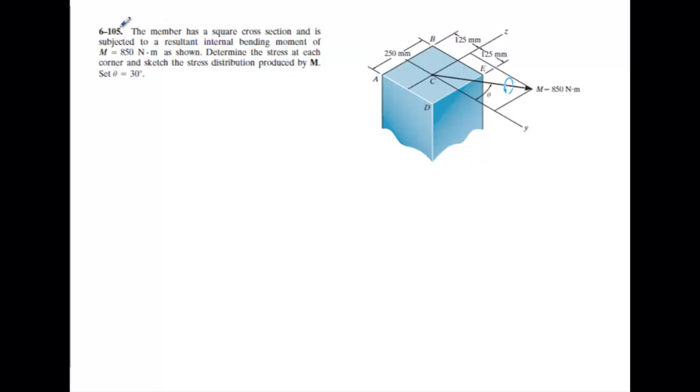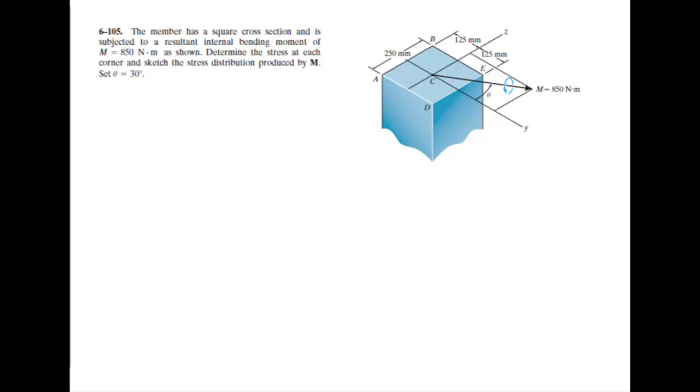This is problem 6-105. We have a square cross section that's 250 millimeters by 250 millimeters. It's being subjected to a moment of 850 Newton meters, going at this angle, around this axis running along here in the YZ plane. We want to determine the stress at each corner and sketch the stress distribution produced by the moment.